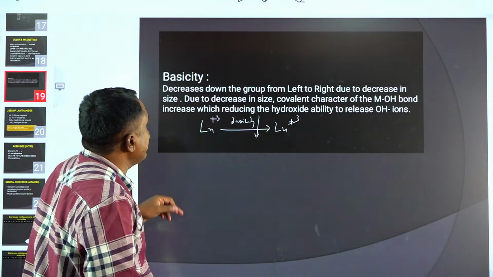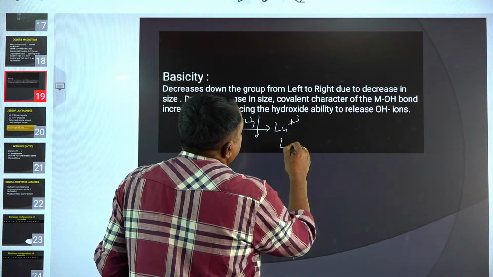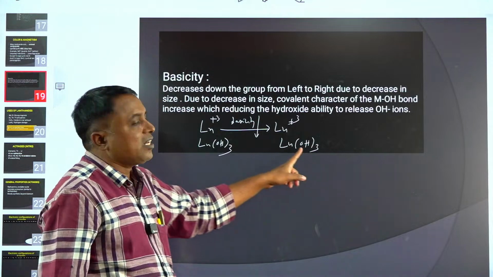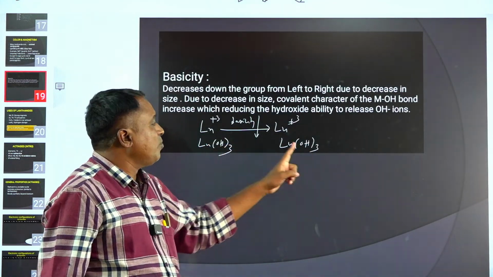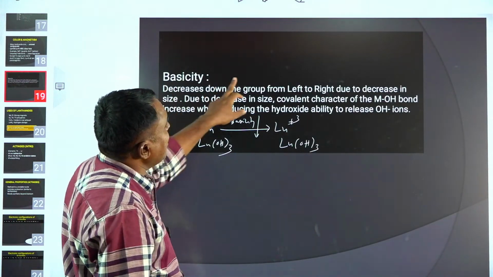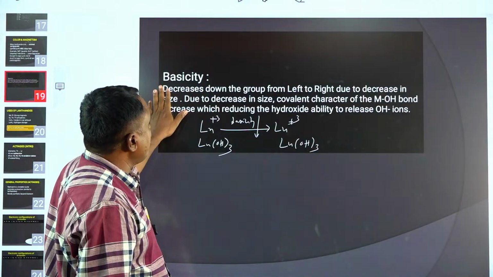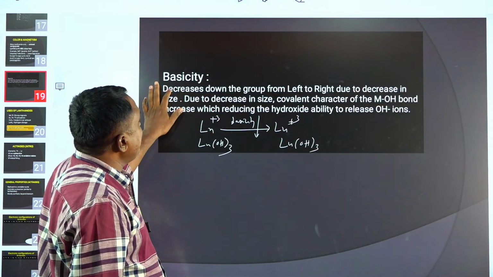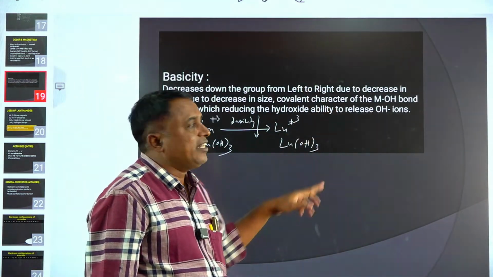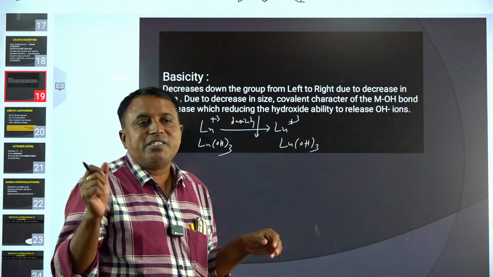Why is basicity decreasing? Suppose lanthanum forms La(OH)3, whereas lutetium forms Lu(OH)3. But La(OH)3 is more basic, and Lu(OH)3 is less basic. Why are they less basic? In a row, from left to right, size is decreasing. Due to the decrease in size, the covalent character between the M and OH is increasing.